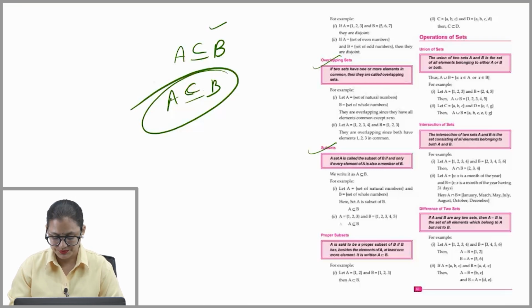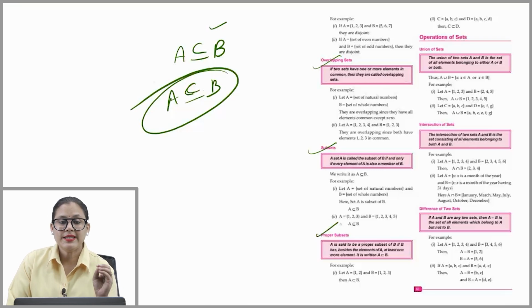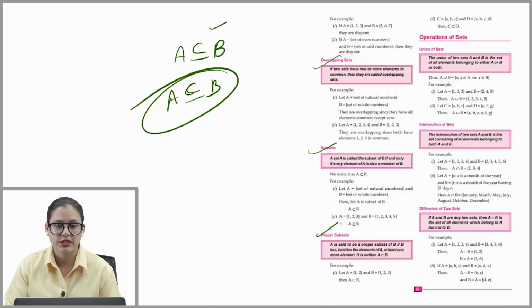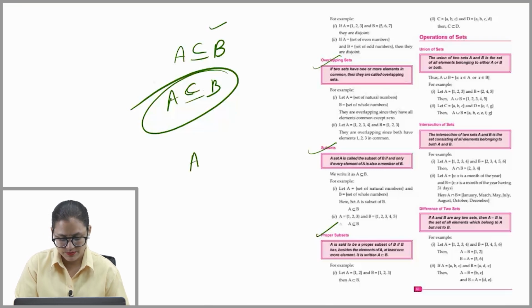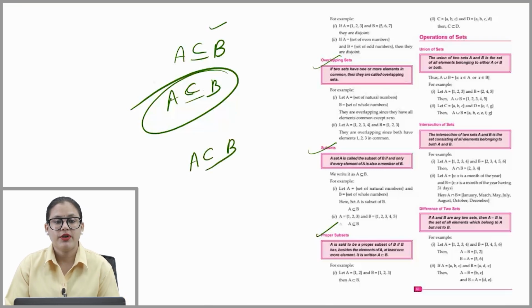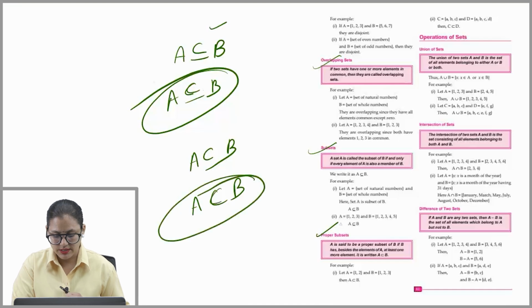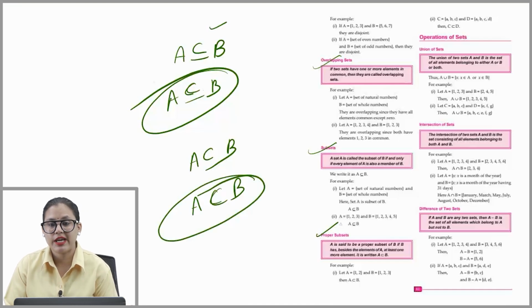Proper subsets. A is said to be a proper subset of B if B has, besides the elements of A, at least one more element. It is written like this. For example, let A = {1, 2} and B = {1, 2, 3}, then A is a proper subset of B, and we write this like this. Similarly, if C = {a, b, c} and D = {a, b, c, d}, then C is a proper subset of D.